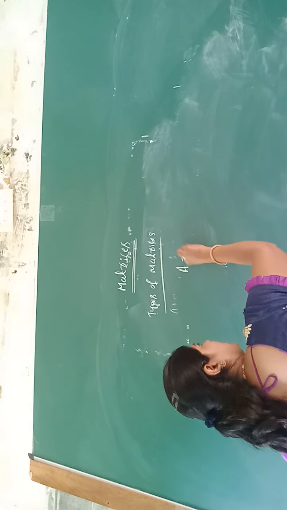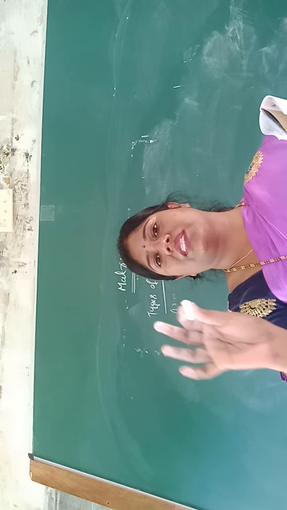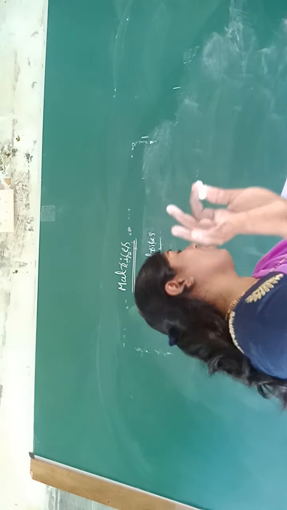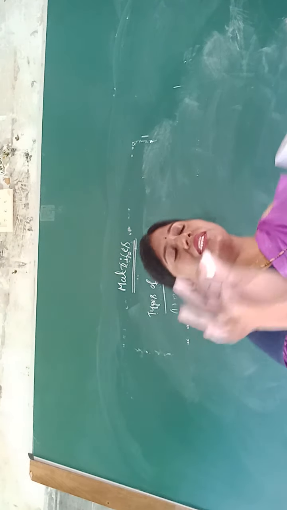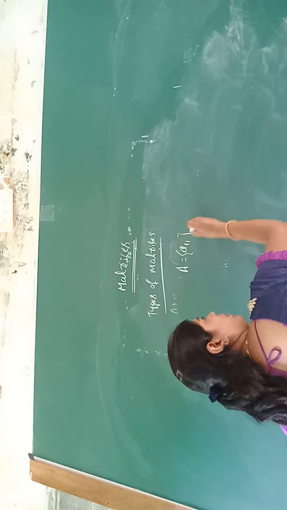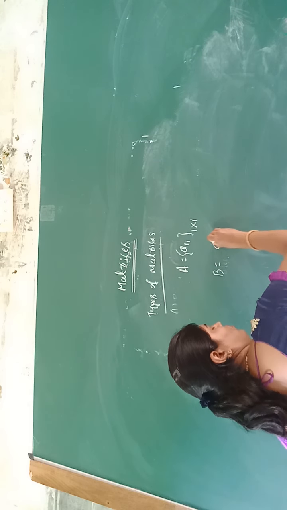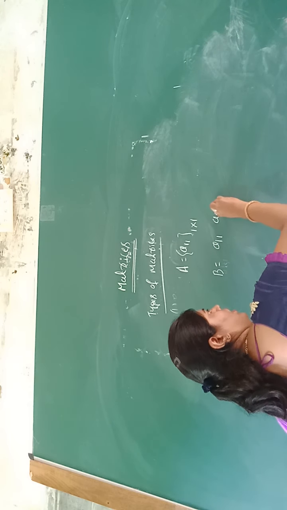Example, A is equal to, here we have to note that the order should be the same. That is the point. That is A is equal to A1. What is the order of the matrix? 1 cross 1. Similarly, B is equal to A11, A12.